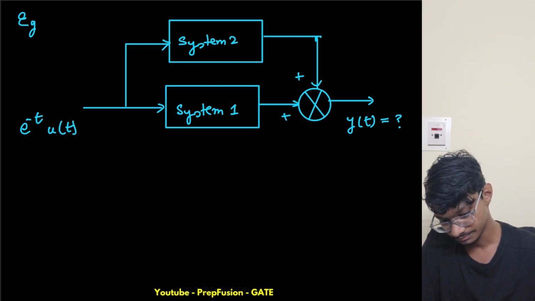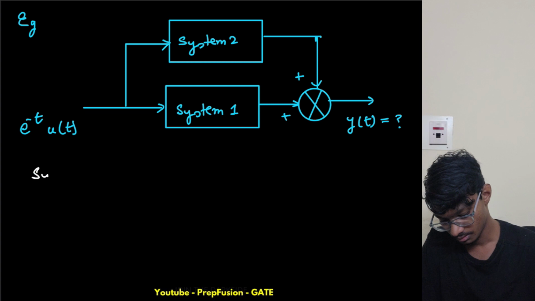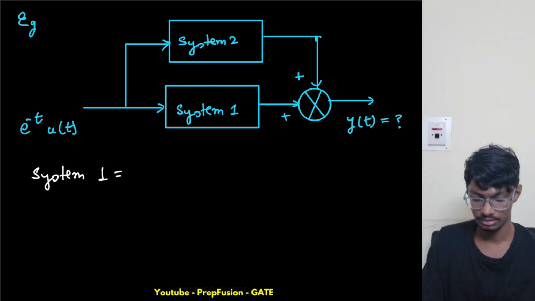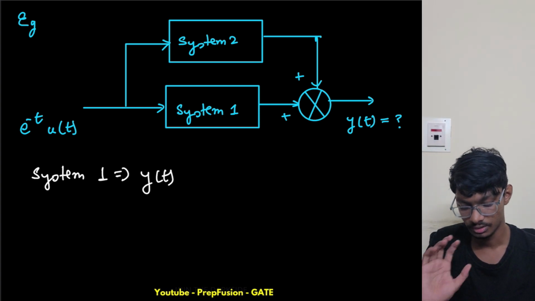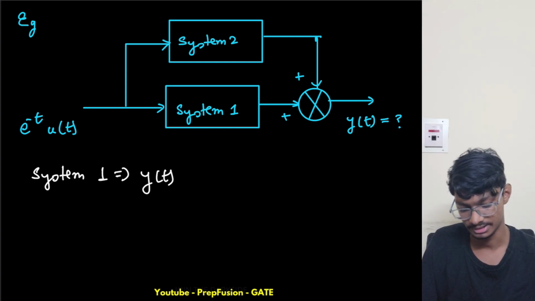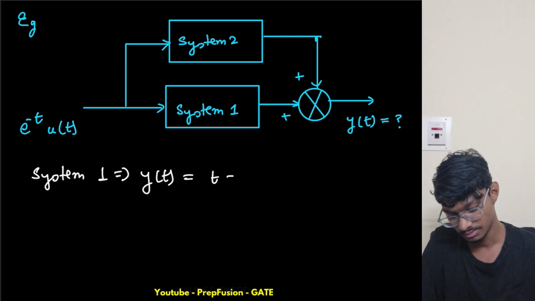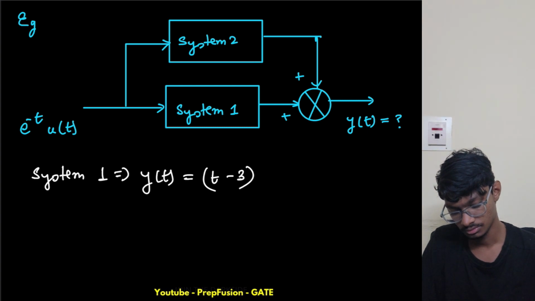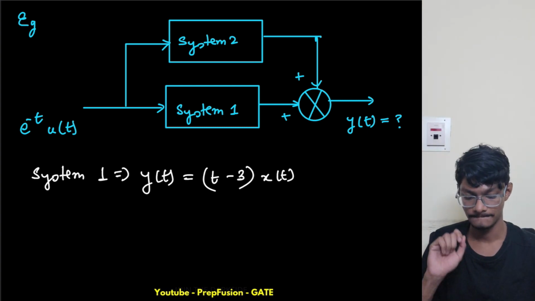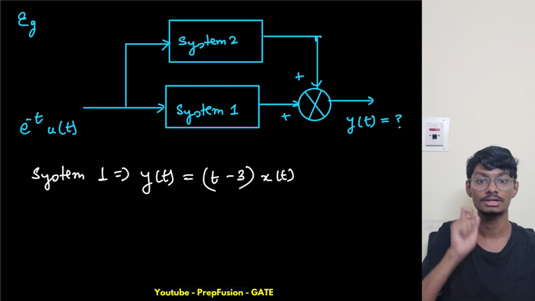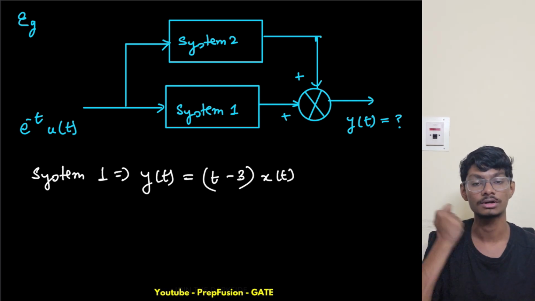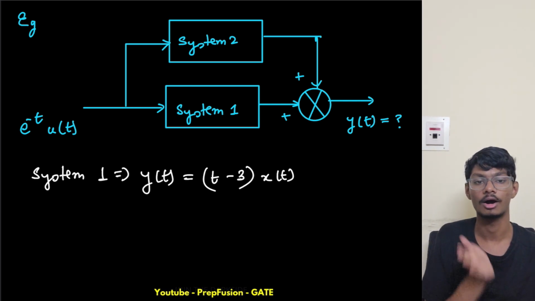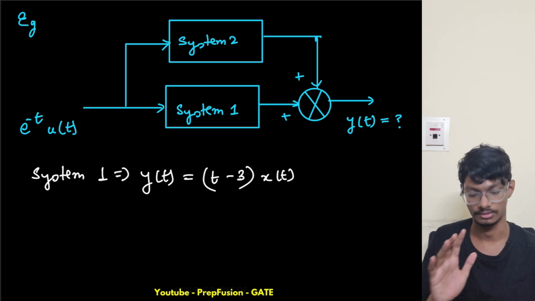So system 1, let me say system 1 is related as the output is related as like this only, t minus 3 into x(t). Okay, now what do we observe? This is a non-LTI system, right? This is a non-LTI system. So for this, the concept of transfer function won't be valid. So how do we find the output for a non-LTI system? That we will see.